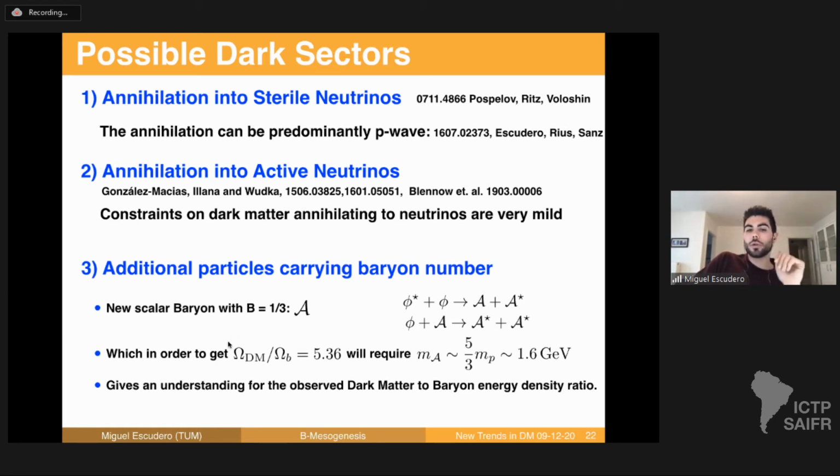And then we know that the ratio between the dark matter and the baryon energy density is around 5, which will mean that the mass of this particle will be 1.6 GeV. I think this is a cool scenario because it could give us an understanding of why this ratio is 5, and at the same time why you are not seeing any signals from indirect searches.